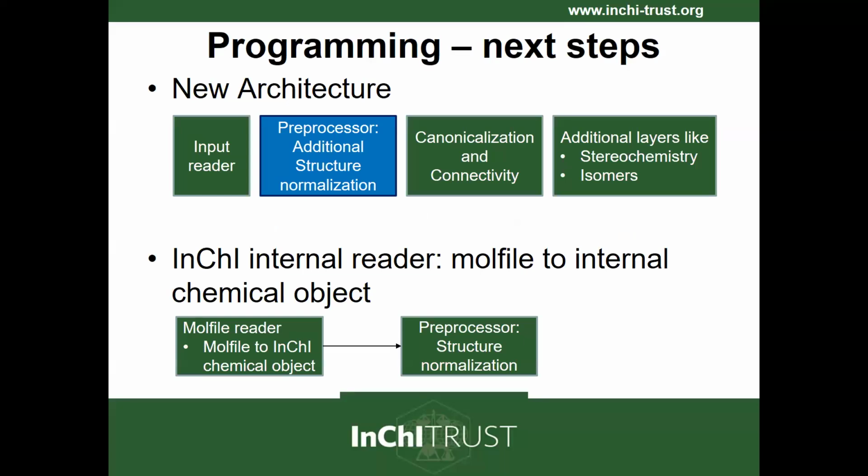A few remarks about the programming steps, because this is an introduction to some of the parts we have to discuss. Have in mind, we start more or less with an input reader. Then we've got the internal preprocessor, so it's not external, where we do additional structure normalization as needed. Then we've got the canonicalization and connectivity. And then we've got additional layers like stereochemistry and isomers. The canonicalization and connectivity is a critical part. The likelihood that we are not staying consistent with organic chemistry by touching the canonicalization is very high. So that's what we try to avoid.